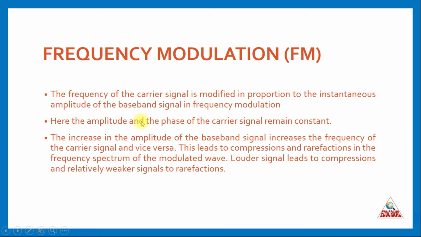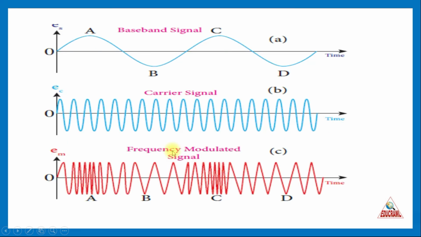Here the amplitude and phase will remain constant, only the frequency is changing. The increase in amplitude of the baseband signal increases the frequency of the carrier signal and vice versa. This leads to compressions and rarefactions in the frequency spectrum of the modulated wave. A louder signal leads to compressions and relatively weaker signals to rarefactions. So this is how frequency modulation is done.